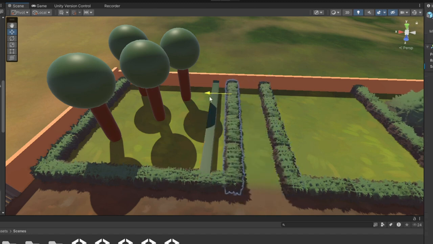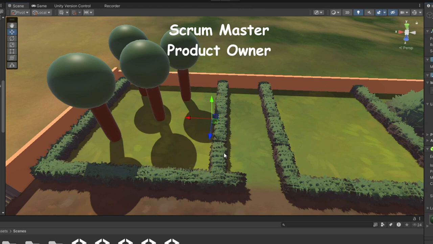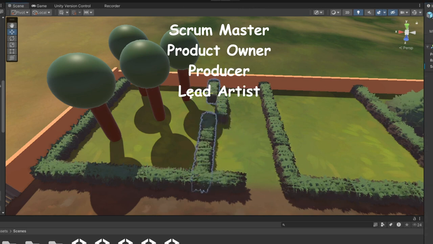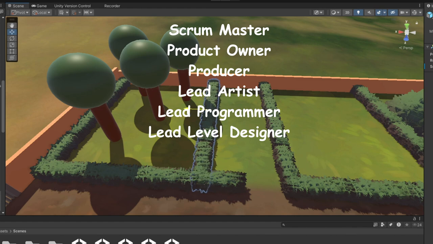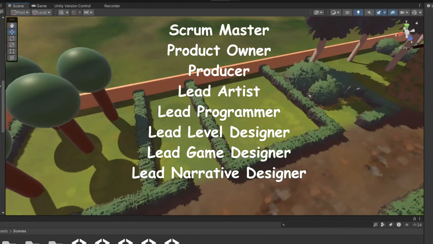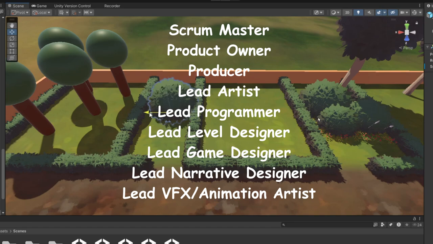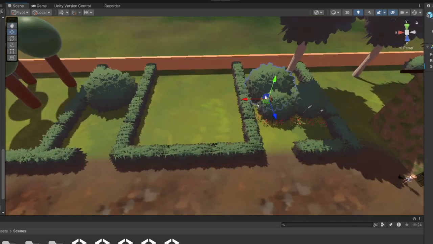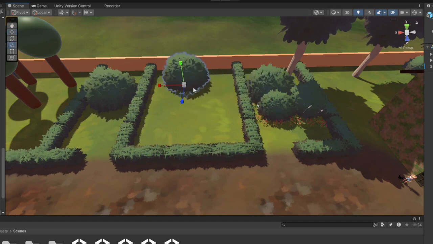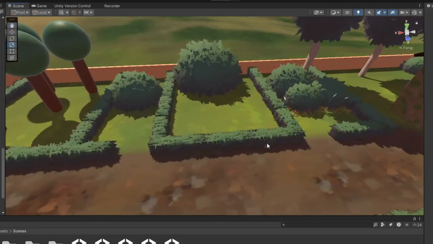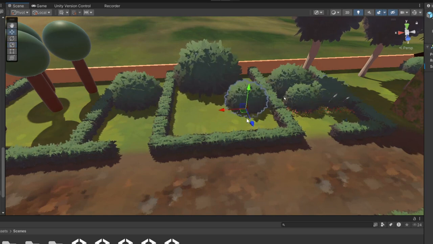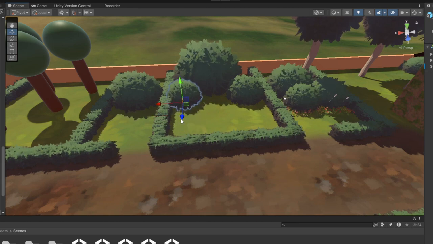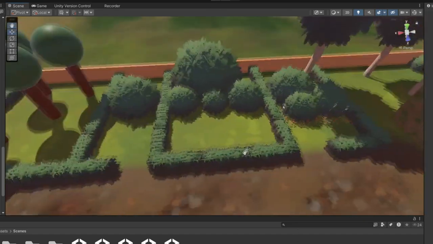For our project, we decided on having a Scrum Master, Product Owner, Producer, a Lead Artist, Lead Programmer, Lead Level Designer, Lead Game Designer, Lead Narrative Designer, Lead VFX and Animation Artist, and also a Lead Sound Designer. Now, these are quite a few lead roles for such a small team, but it is basically to make sure that we have people that are taking responsibility for each of these areas of the game and help the Scrum Master and the Product Owner to understand what is needed, how hard certain tasks are, and explaining the workflow for tasks as well to the team members.